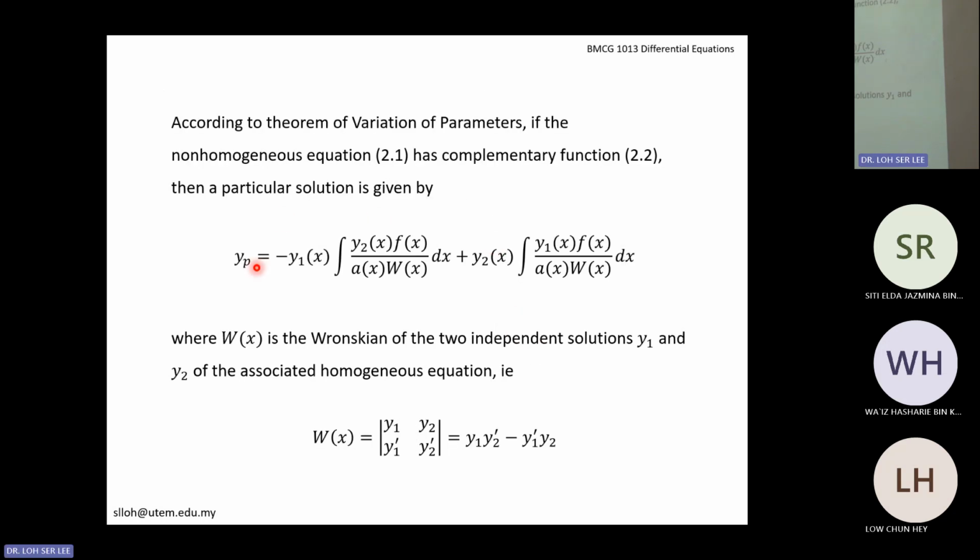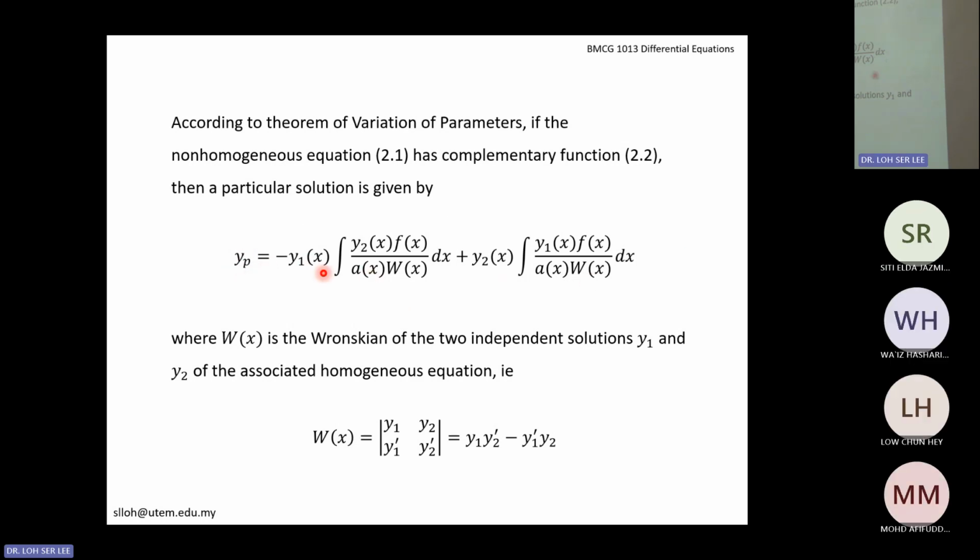Now this is the formula. If not mistaken, the formula is not given, so you can refer back to past year questions. Normally the appendix is the same. So this is your yp.